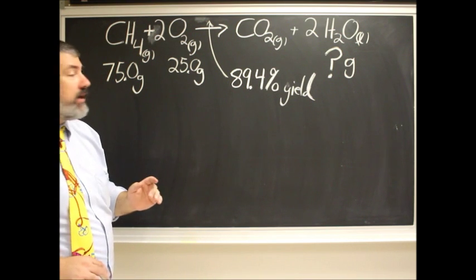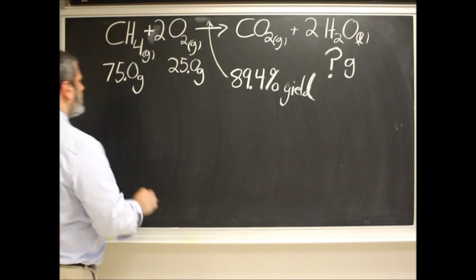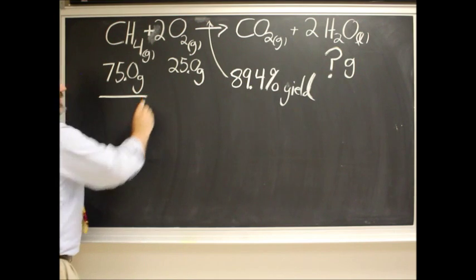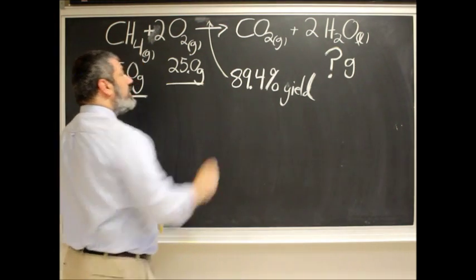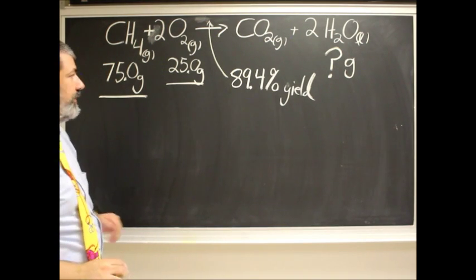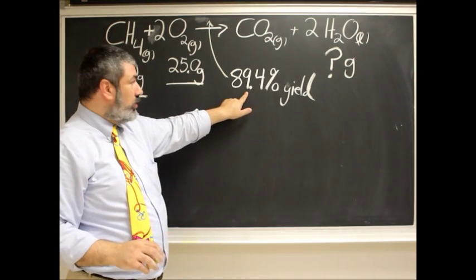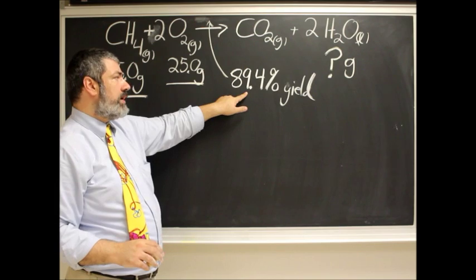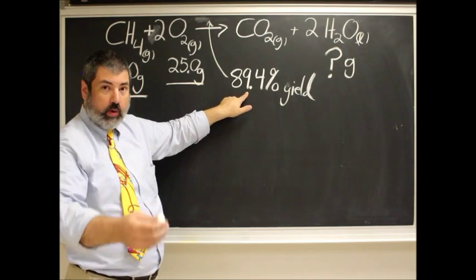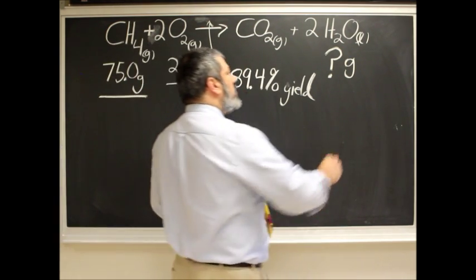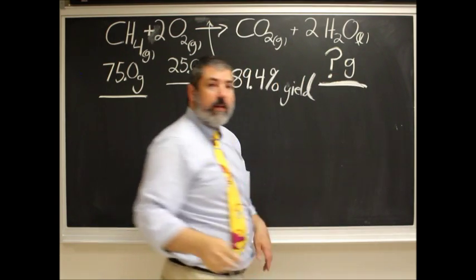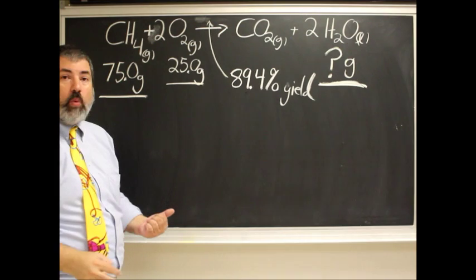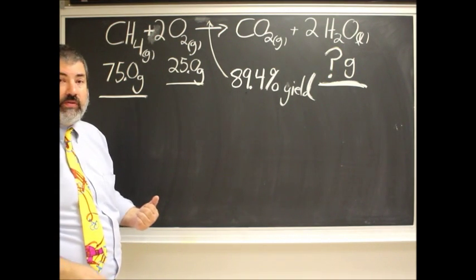So, for the sake of this particular problem, we've got 75 grams of methane reacting with 25 grams of oxygen. The reaction only proceeds with 89.4% efficiency or yield, and we want to know in grams what is the maximum amount of water that we can produce.